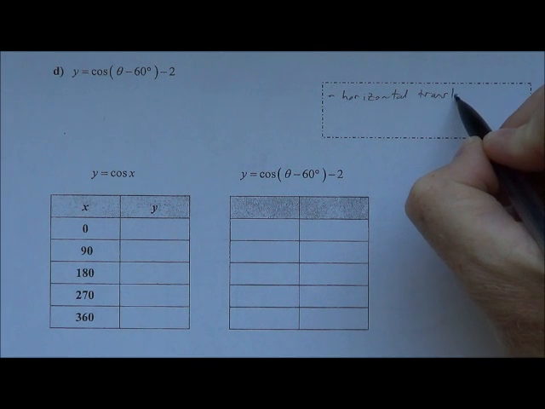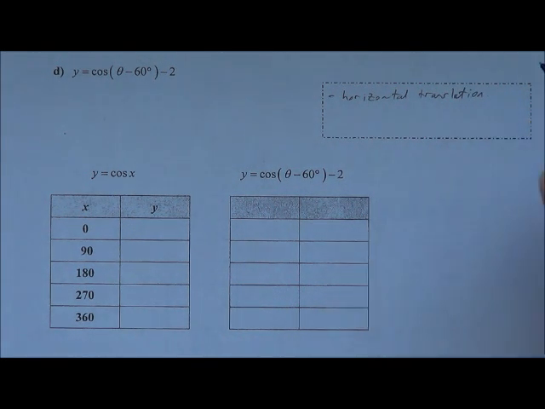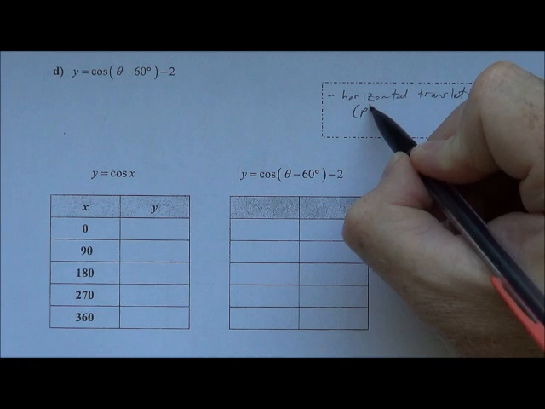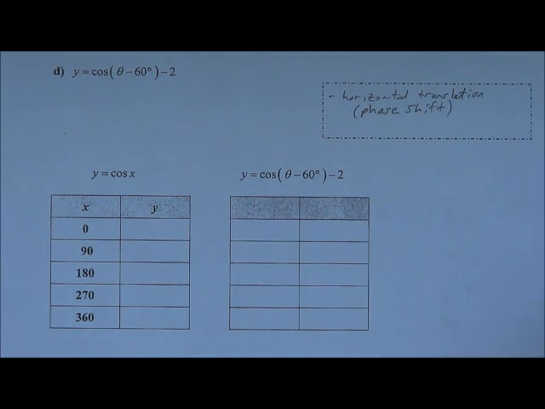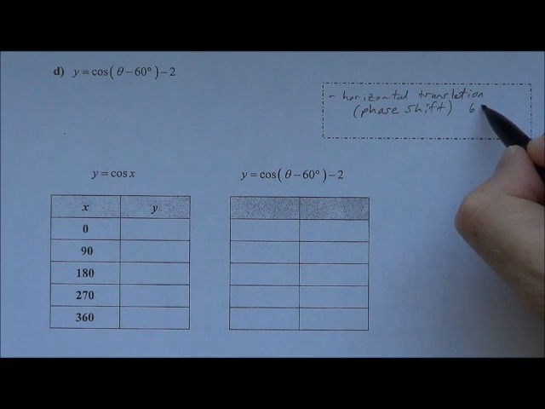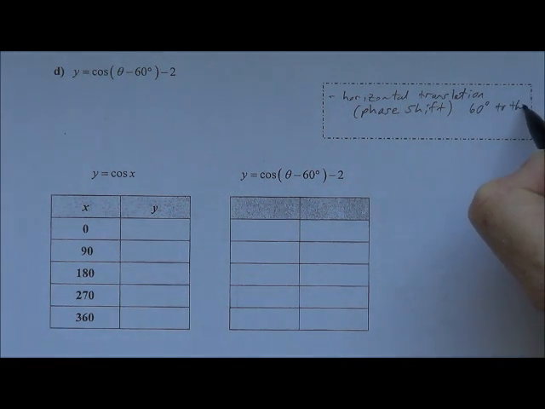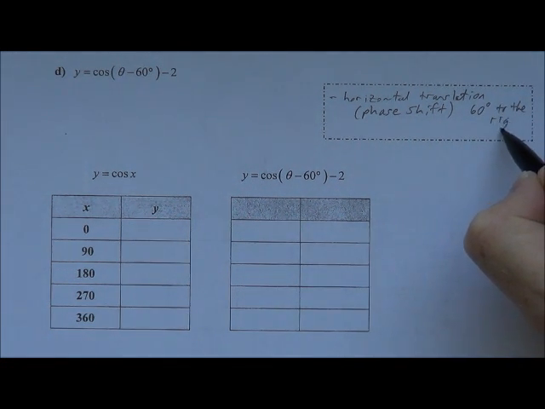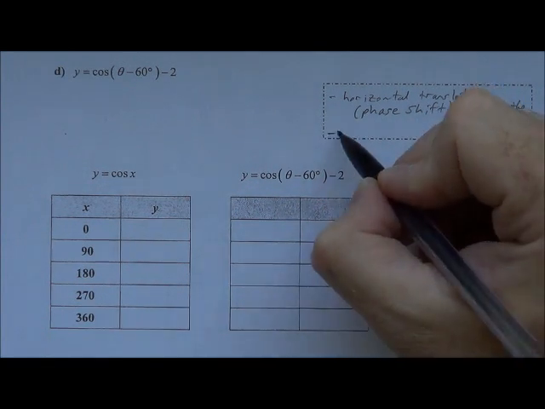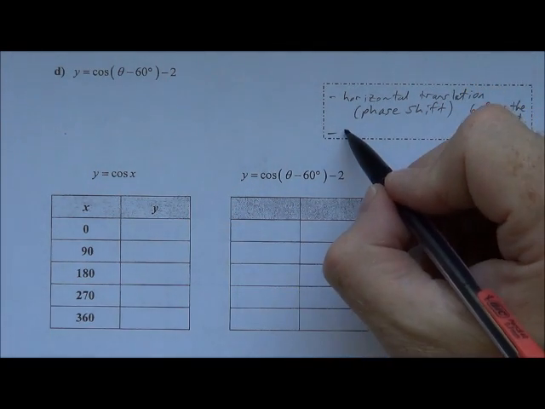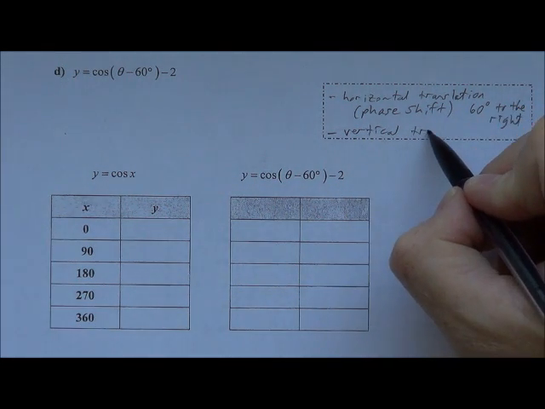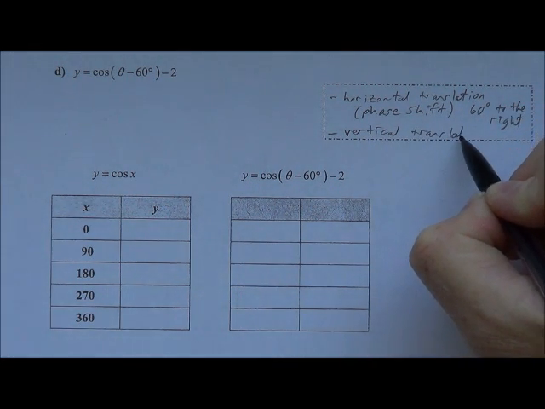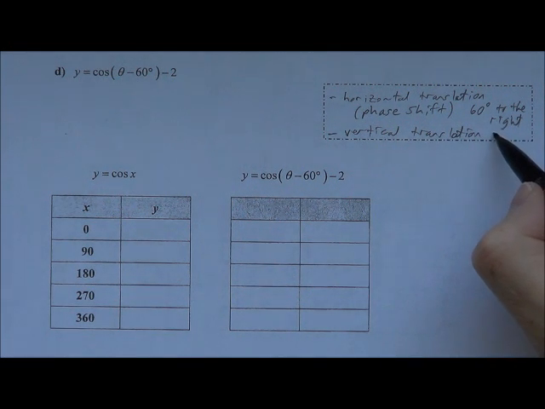Now it's a horizontal translation, which is also called a phase shift when we're dealing with sinusoidal functions. So we'll say 60 degrees to the right. And then here we have a vertical translation. Two units down.